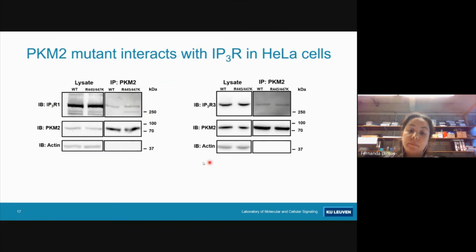So just to summarize this part of the result, we saw that the non-methylated mutant of PKM2 cannot interfere in the IP3 receptor activity, but can still interact with IP3 receptor. So it brings more complexity to this interaction.